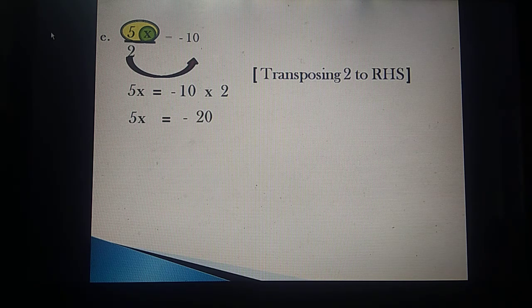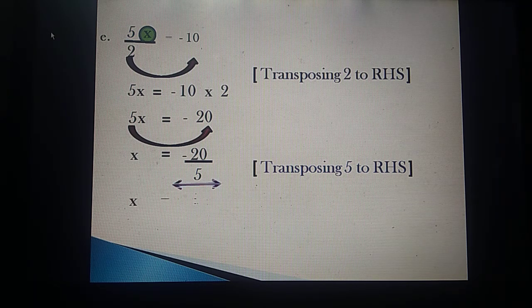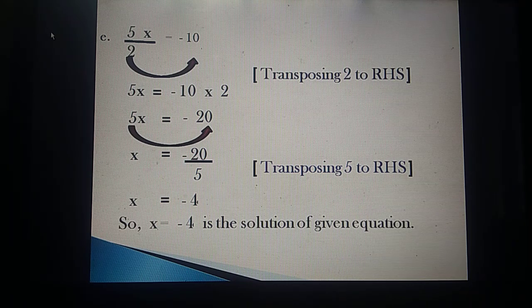Now in the outermost circle, we can see 5 is present. So we will shift 5 now. Transposing 5. Right now we are multiplying x by 5. After transposing, we are supposed to divide the RHS by 5. So x is equals to -20 by 5. Divide, you will get x as -4. As you can see, only x is left in the circle. So this is your final answer.